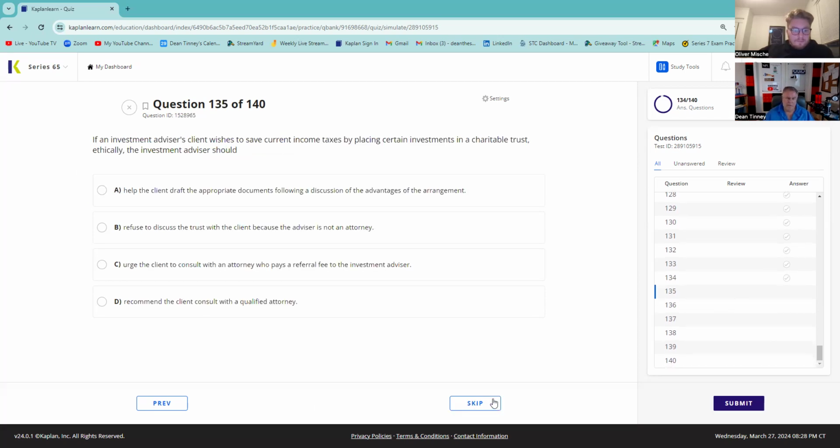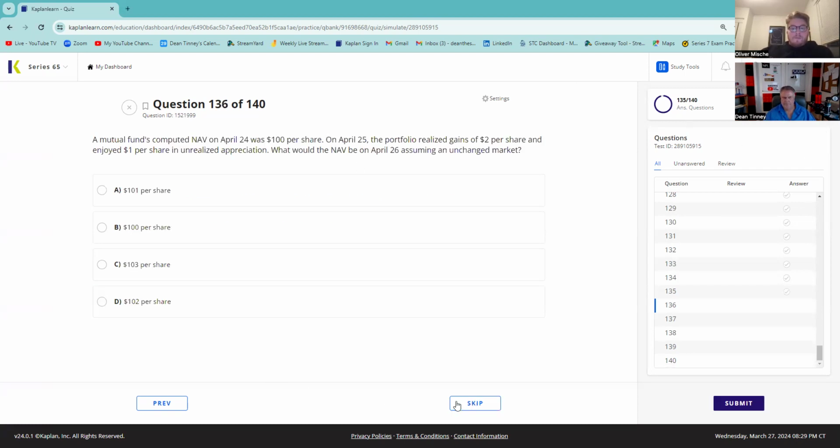If an investment advisor wishes to save current income taxes by placing certain investments in a charitable trust, so there are a couple of test questions on the exam. It's not high risk, but it's there. D. Right on. We're not attorneys, right? So go get some legal advice.